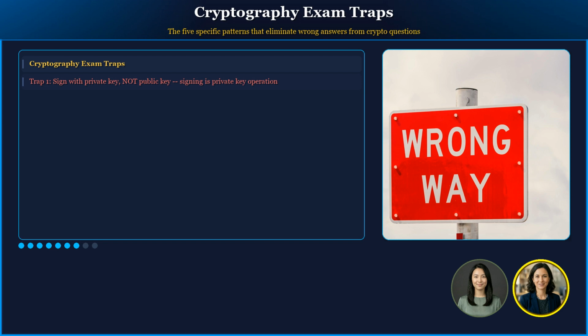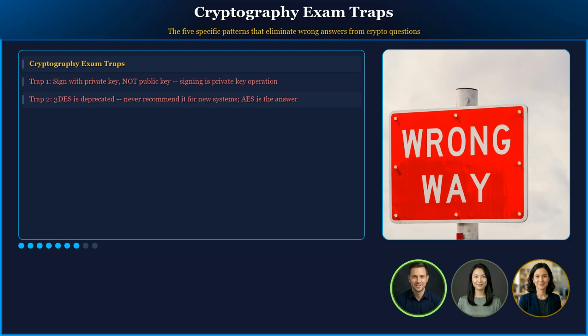Trap 1. Signing versus encryption key usage. You sign with your private key so others can verify with your public key. You encrypt with the recipient's public key so only they can decrypt with their private key. The exam presents scenarios with these reversed. Always ask yourself, what action is being performed and who needs to verify or decrypt?